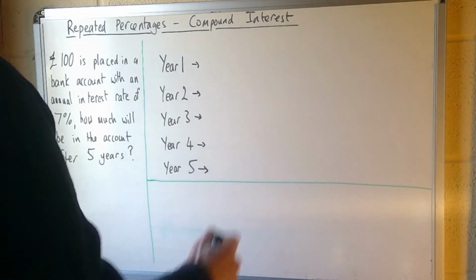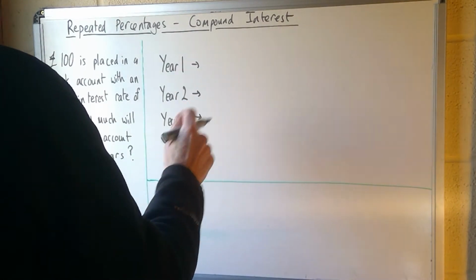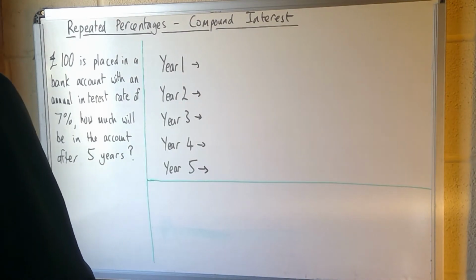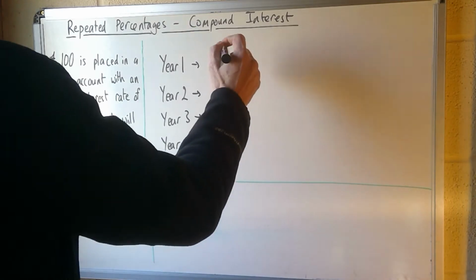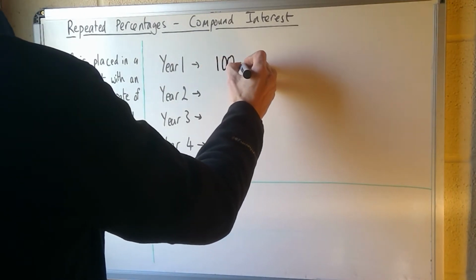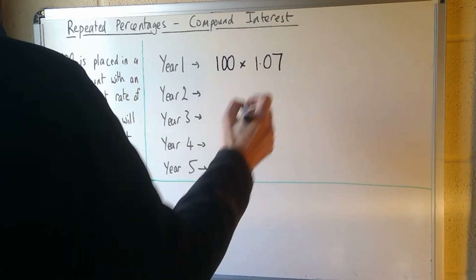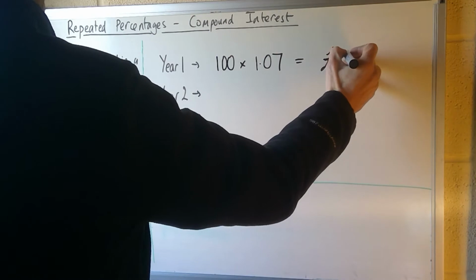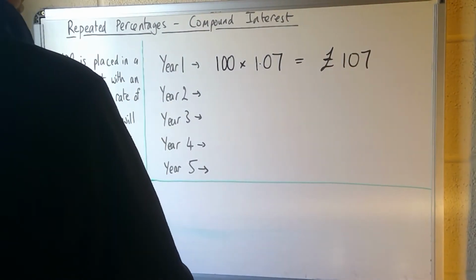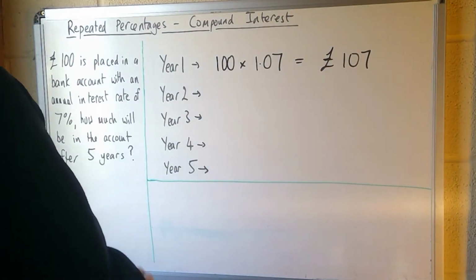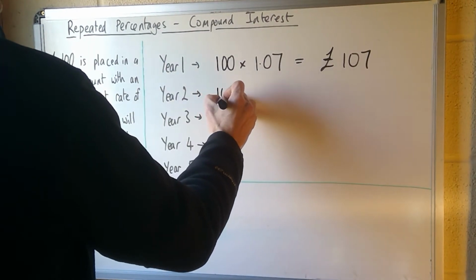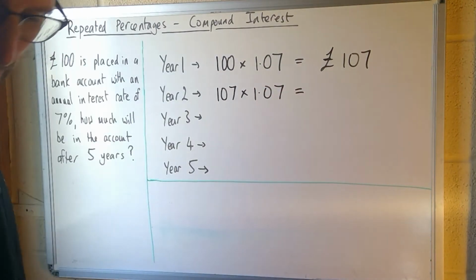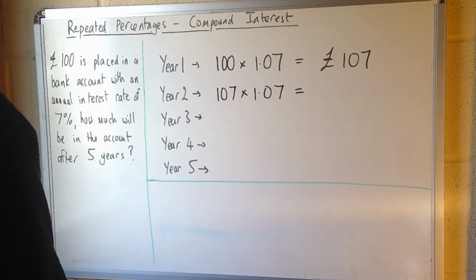So in year 1, we start off with £100, and I'm going to use the decimal multiplier method here, even though the first bit I'm sure you could probably do in your head. But we've got £100 and we're going to multiply that by 1.07. That's the 7% increase, and that turns out to be £107. Now the compound interest means for the next year we actually start with £107 and then increase that by 7%. So we keep repeating the calculation.